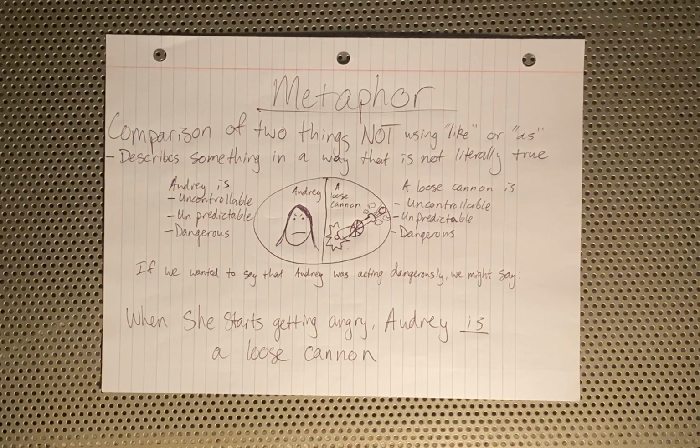So in this example, we have Audrey, who's a bit uncontrollable and dangerous, and we have a loose cannon on the other side, which is also a bit unpredictable and very dangerous. So if we wanted to say that Audrey was acting dangerously, we might say that when she starts getting angry, Audrey is a loose cannon. So in this example, we do not use like or as, but we say that Audrey is a loose cannon. Again, that's not to be taken literally, but that's what the metaphor does.